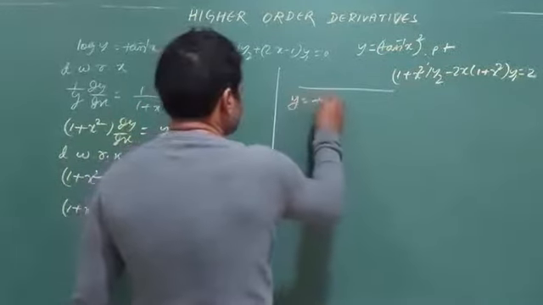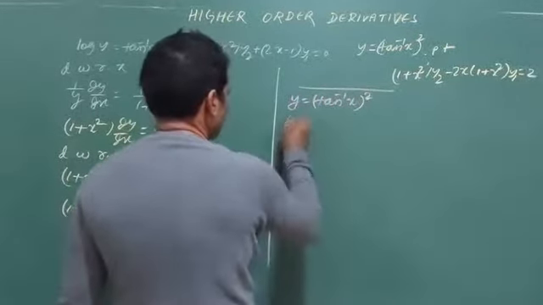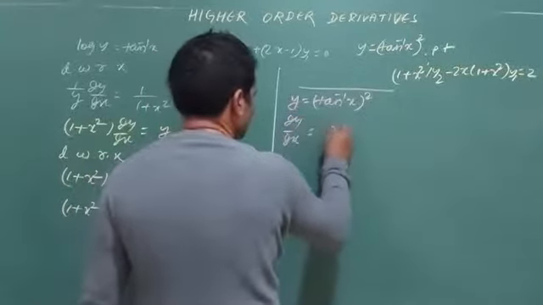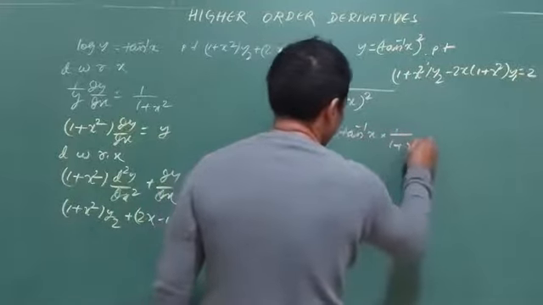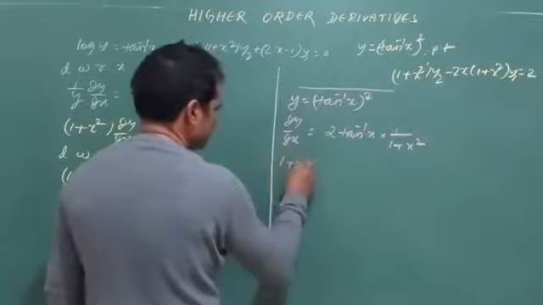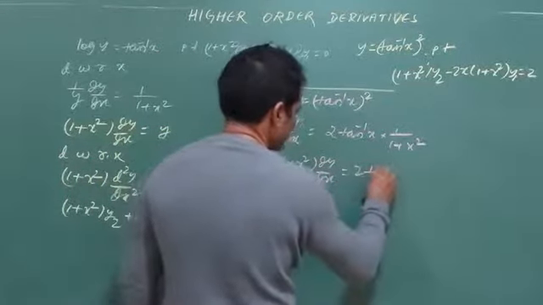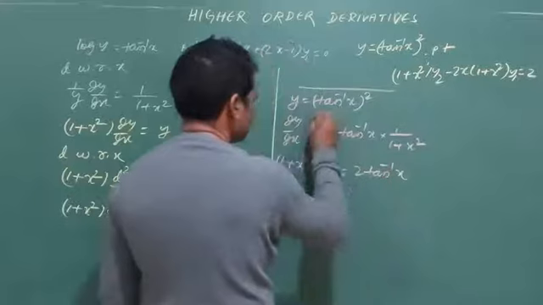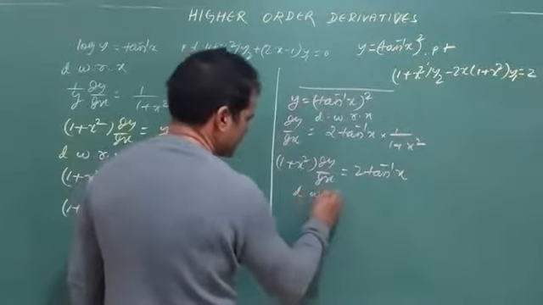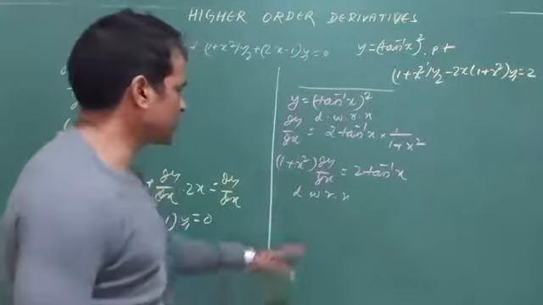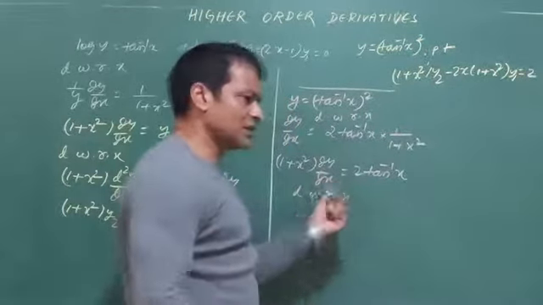y is equal to (tan inverse x) whole square. dy by dx is equal to 2 tan inverse x into 1 by 1 plus x square. Multiply 1 plus x square to this side: (1 plus x square) dy by dx is equal to 2 tan inverse x. Now differentiate with respect to x again. Why am I going to differentiate again? Because I can see that in the proof there is y2, y1. So only I have gone for y1.